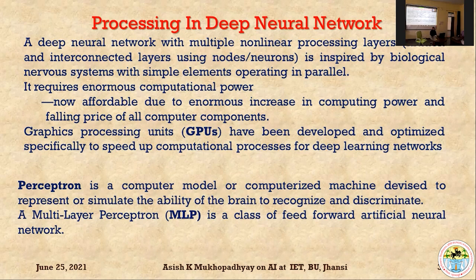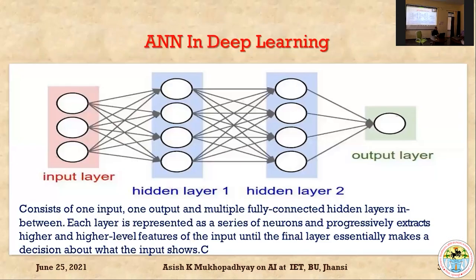The model of this neural network is called the perceptron model, because it is a computer machine which represents and simulates the ability of copying the human brain, so that we can recognize and discriminate two different things. Perceptron is the name of the model. If there are multiple perceptrons, we call it a multi-layer perceptron, MLP, and you find MLP in modern deep learning. It is a class of feed-forward artificial neural network. Feed-forward means you just go on feeding forward, with no backtracking.